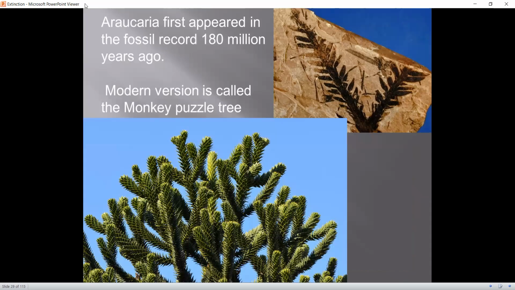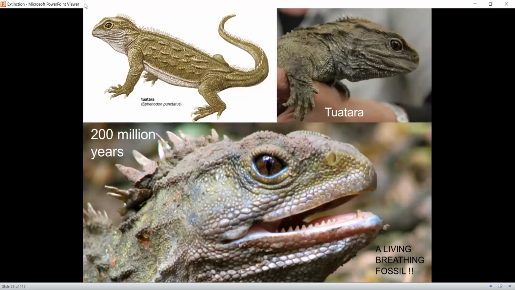We have one of these in the place. The fossil and the modern ones are absolutely identical. It's called a monkey puzzle tree. They go back, we're going back in time, 180 million years to the Jurassic. We go into a couple of 100 million years, a fifth of a billion years.